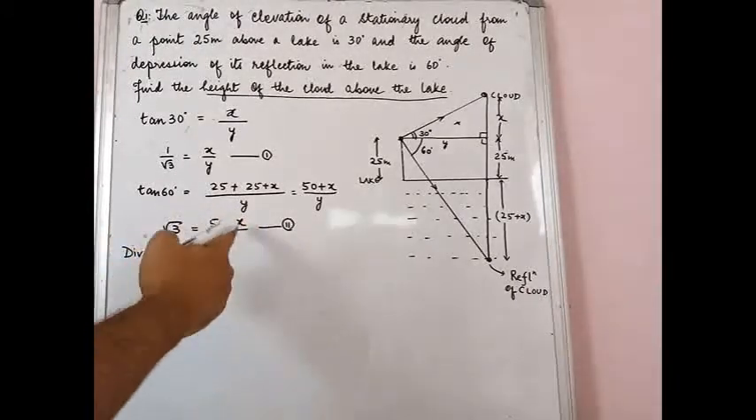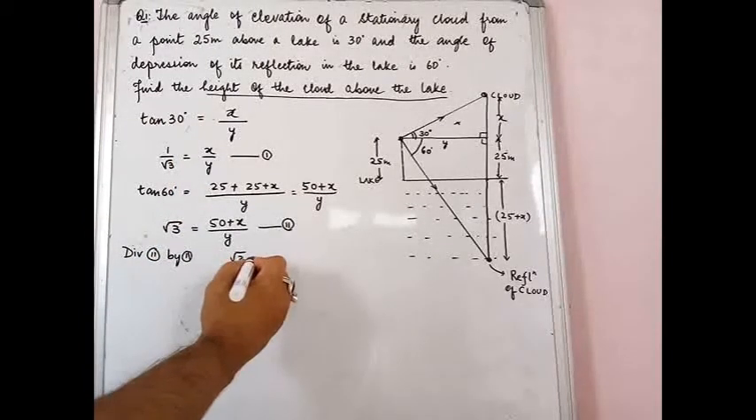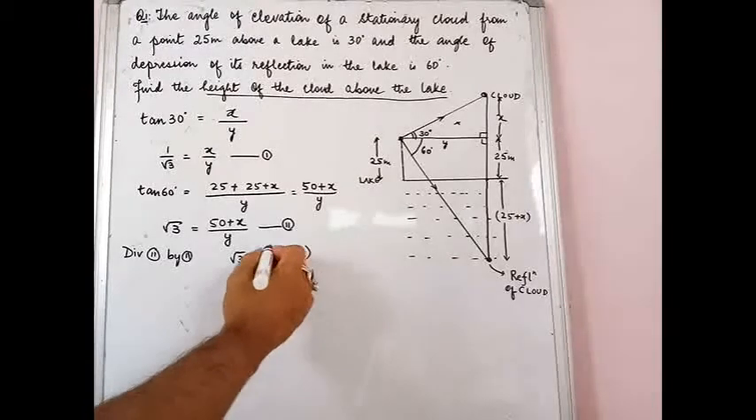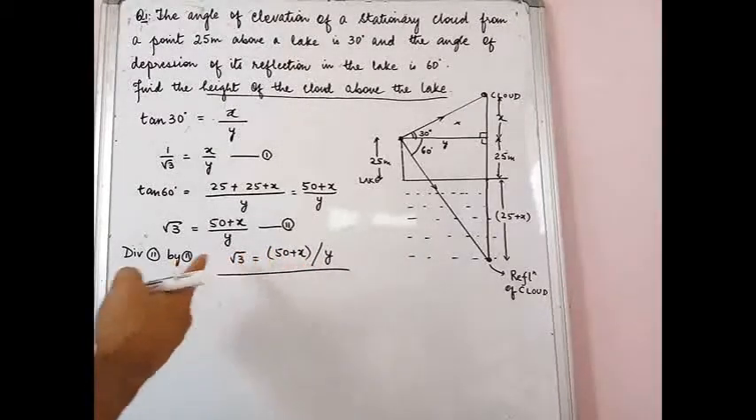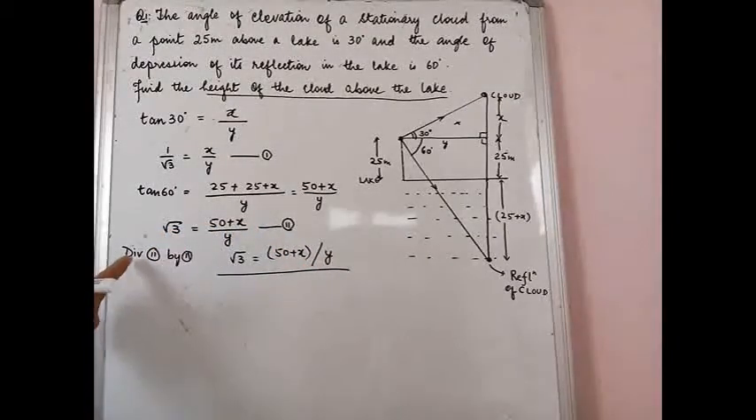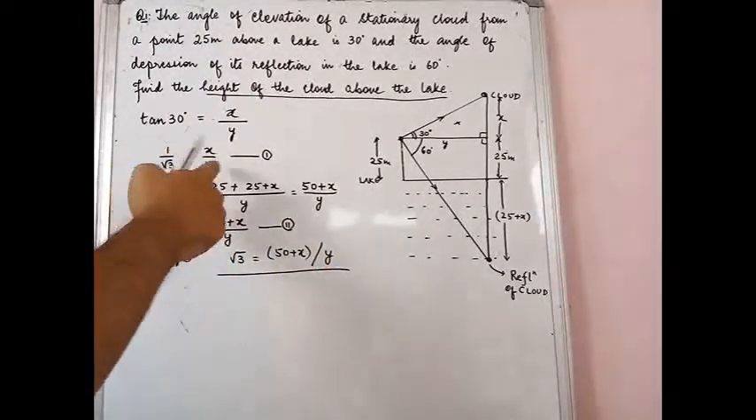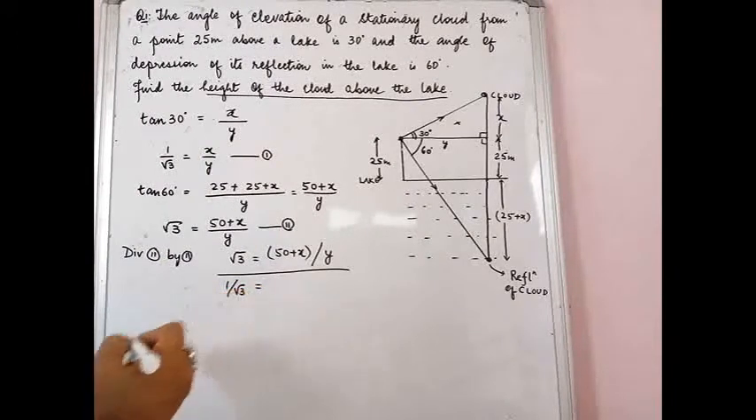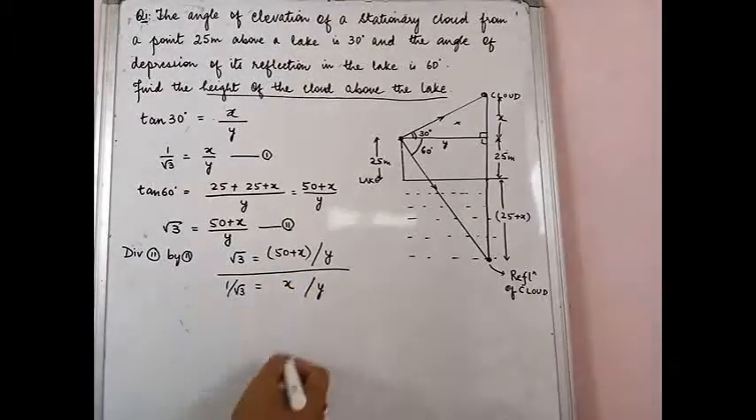So dividing this equation by this equation, let us see what we get. I am going to write down this second equation again. 50 plus x upon y. That is my second equation. You see, I have written dividing second by first. So this is the second equation that I have written, and this is the first equation that I am going to write. So 1 upon root 3 is equal to x upon y.